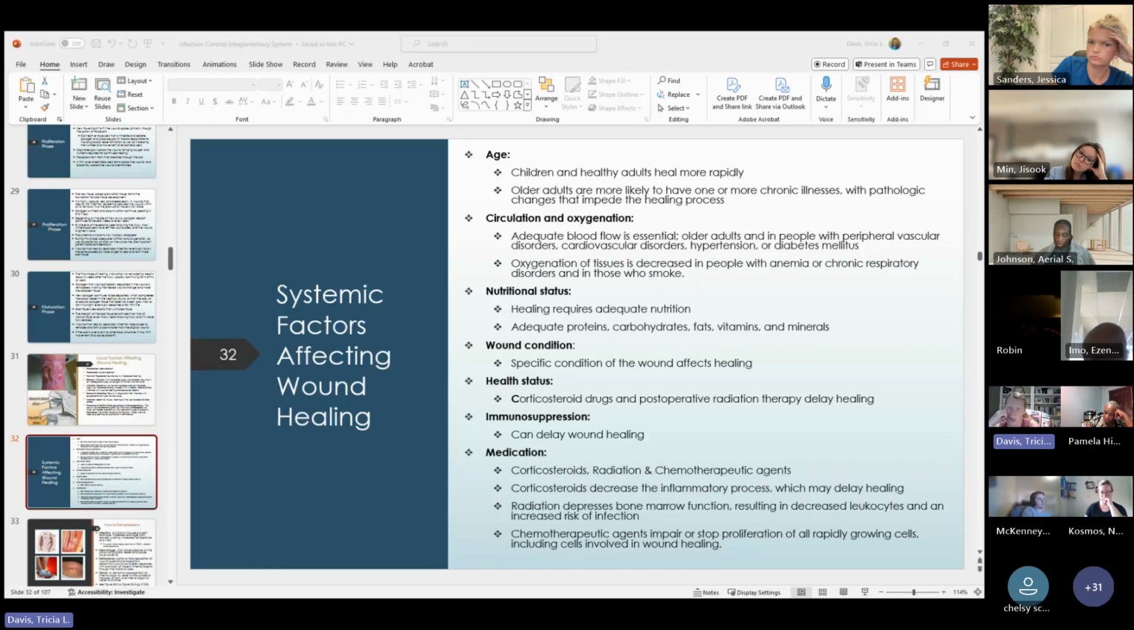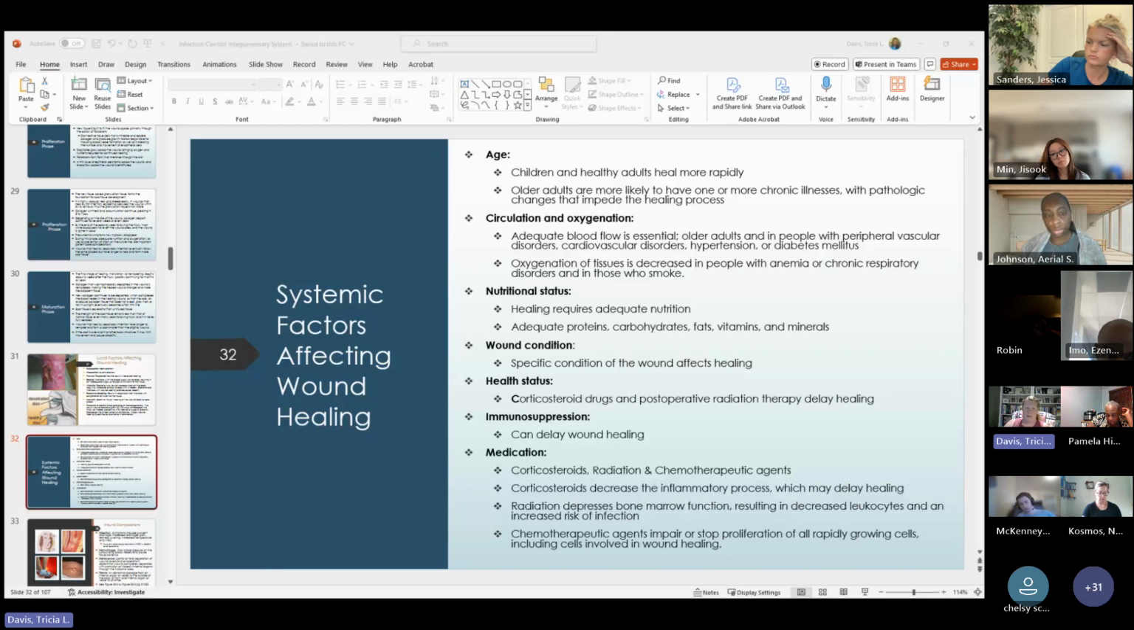What you should know is that when we think about purulent drainage, all that's made up of purulent drainage is bacteria, debris, and white blood cells. Okay, that's all that's in that purulent drainage. And you definitely need to know that for your exam.